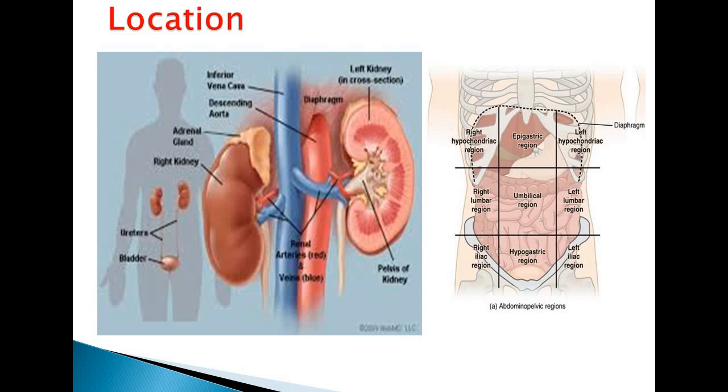So next we will see the location of the kidney. The pair of kidneys is located on the posterior abdominal wall and it occupies the four quadrants of the abdominal region, and these are epigastric, hypochondriac, lumbar and the umbilical region. The vertical extent of the kidney extends from the upper border of the 12th thoracic vertebra to the center of the body of the 3rd lumbar vertebra. This much is the vertical extent of the kidney.